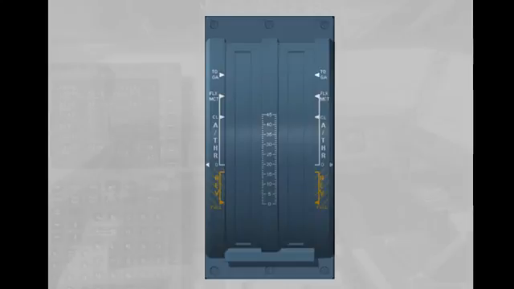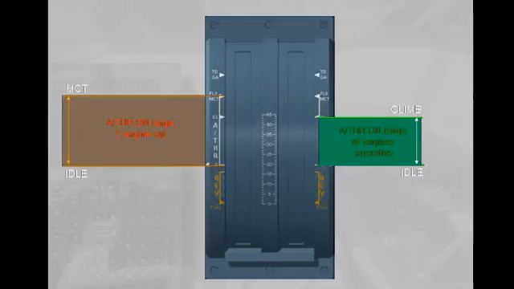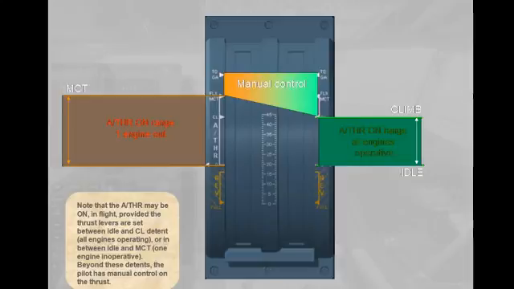Note that the autothrust may be on in flight, provided the thrust levers are set between idle and climb detent, all engines operating, or in between idle and MCT, one engine inoperative. Beyond these detents, the pilot has manual control on the thrust.